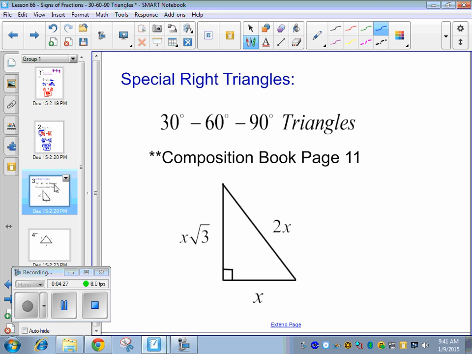Okay, so special right triangles, there are 2 of them. We're going to learn one of them today, 30, 60, 90s. So right here, we've got a triangle, and we've already got the 90-degree angle here. Across from the short side, so if this is the shortest leg, across from it has to be the smallest angle. So that's going to be 30. And this one's going to be 60.